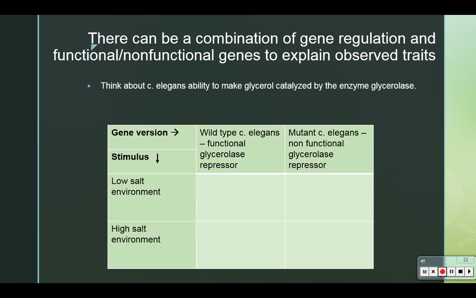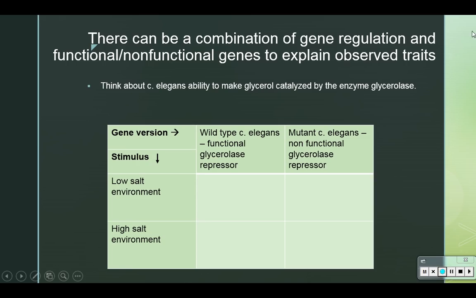So it doesn't mean every single gene in the entire C. elegans is functional. It just means if we're talking about glycerolase repressors, if we say wild type, we mean the gene that codes for glycerolase repressor is functional. In a fly eye, if we say this is a wild type fly for eye color, we mean, there's like 8 genes in that pathway, and we mean all 8 are functional.